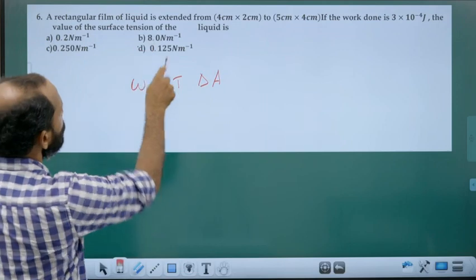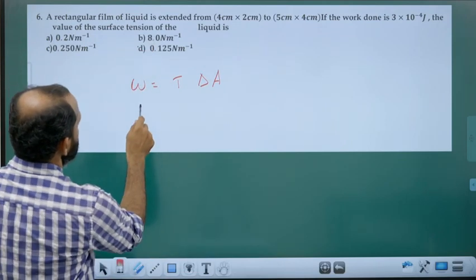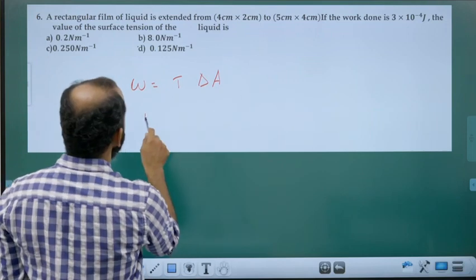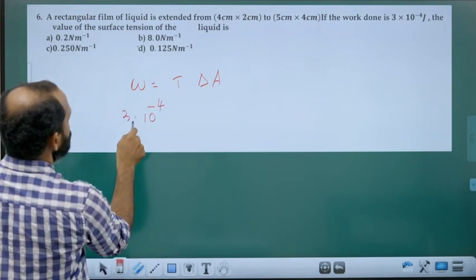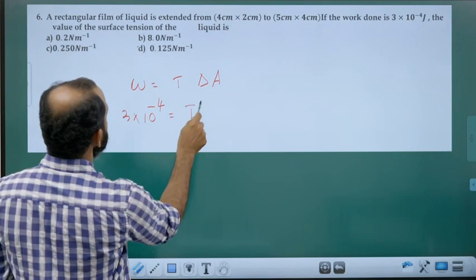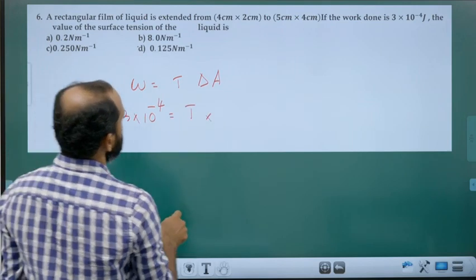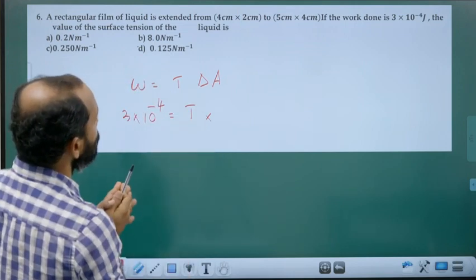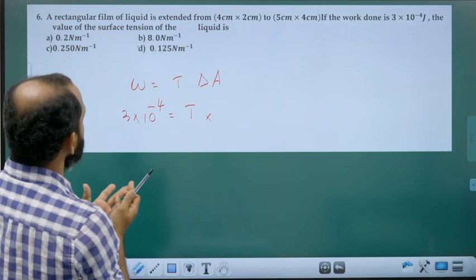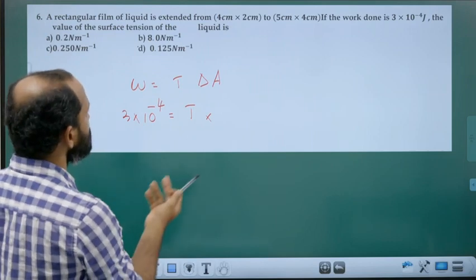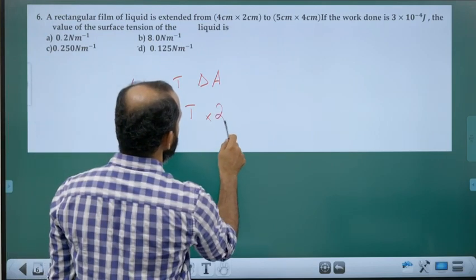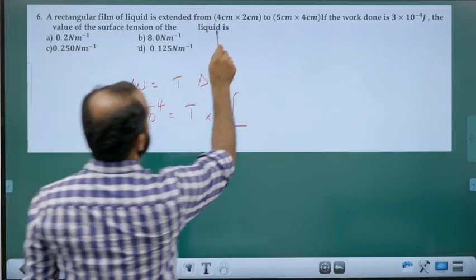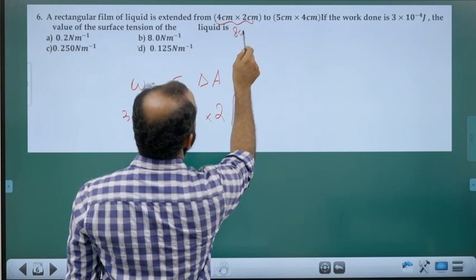Rectangular film of liquid, that is work done. So work done how much? 3 into 10 power minus 4 equals surface tension, which is asked, times delta A. What is delta A? As it is a rectangular film of liquid, it does have two free surfaces, so don't forget to multiply by 2. 2 into what is the change in surface area? What is the surface area here? That is 8 centimeter square.